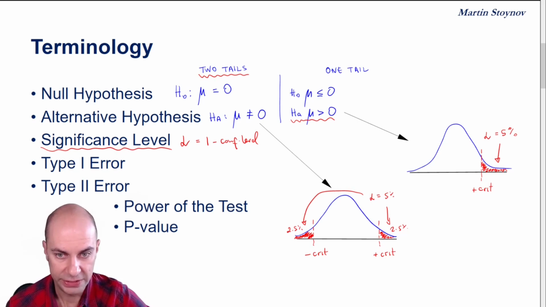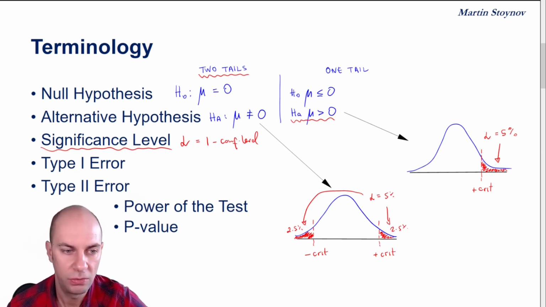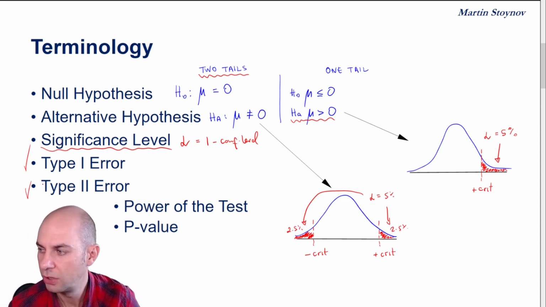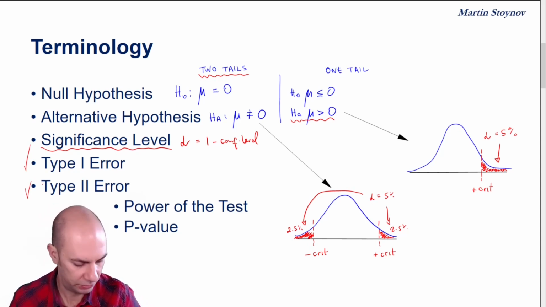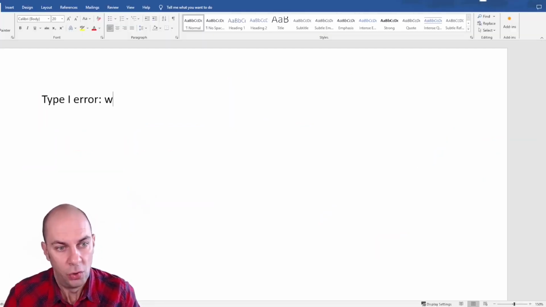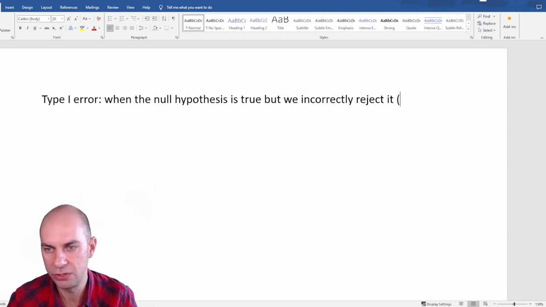So then in statistics, sometimes we're going to make mistakes, and these mistakes are known as type 1 error and type 2 error. Let's go to the Word document and define those things. Okay, so what is a type 1 error? When the null hypothesis is true, but we incorrectly reject it, right? Or this is also known in statistics as a false positive, right? We have a false positive result, okay?